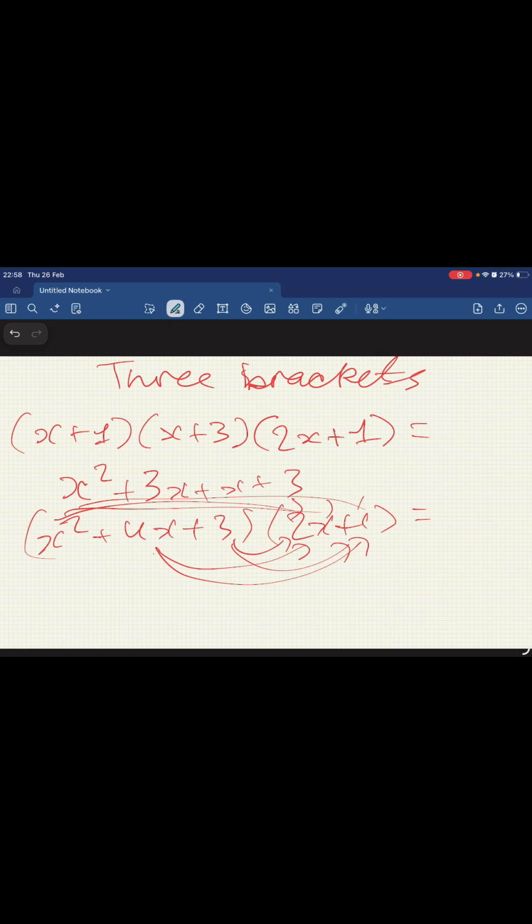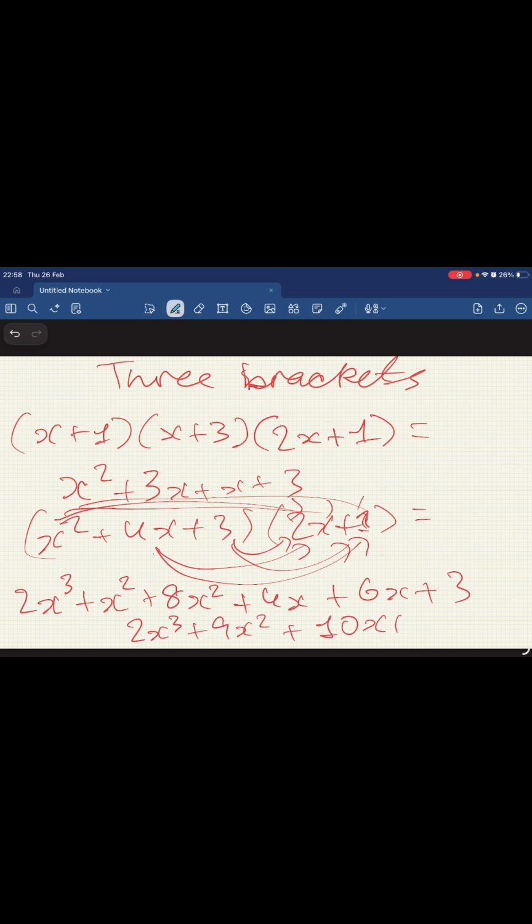So yeah. Now how do I do this? Well, I just expand that. x squared times 2x is x cubed. x squared times 1 is x squared. 4x times 2x is 8x squared. 4x times 1 is 4x. 3 times 2x is 6x. 3 times 1 is 3. Add all of them together, you get that. And well done. That is all you need to do for expanding.